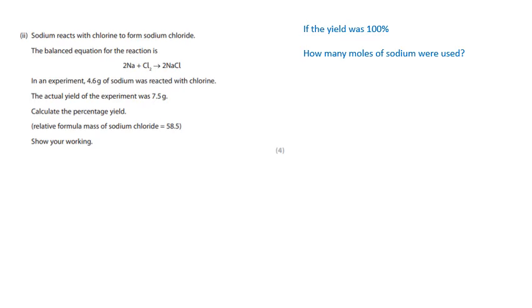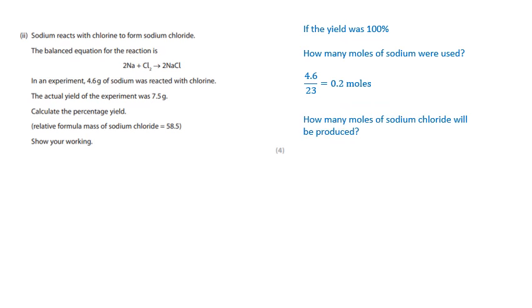So if the yield was 100%, first of all, how many moles of sodium did we use? We used 0.2 because it was 4.6 grams of sodium. A mole of sodium is 23, so 0.2 moles of sodium. That's how much sodium we used.